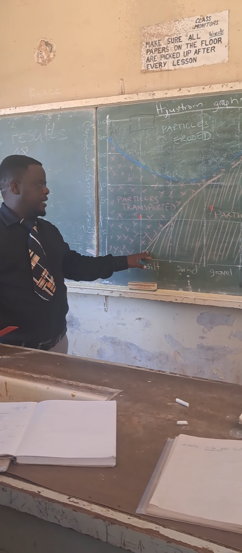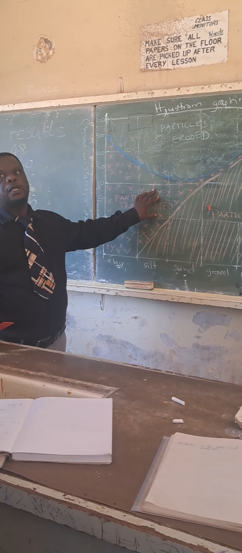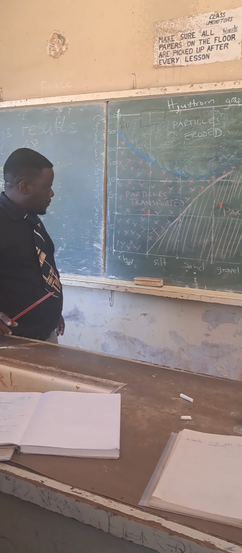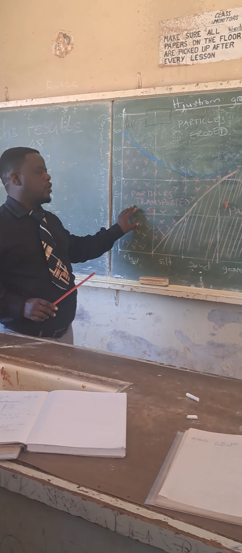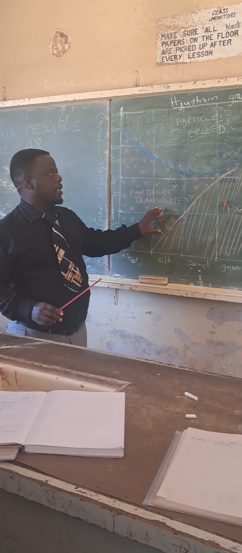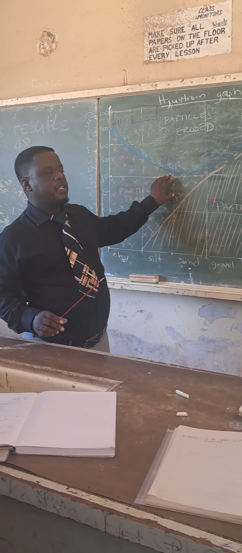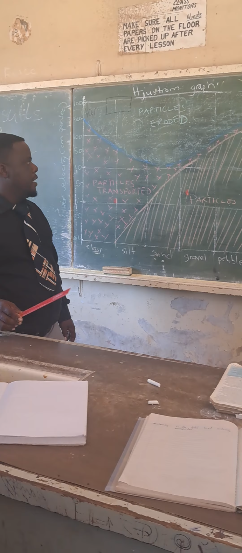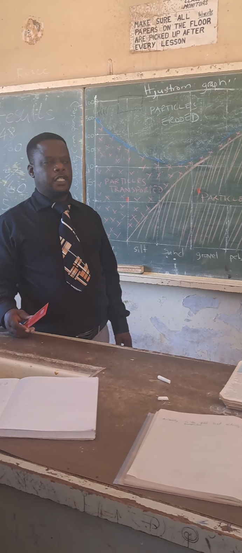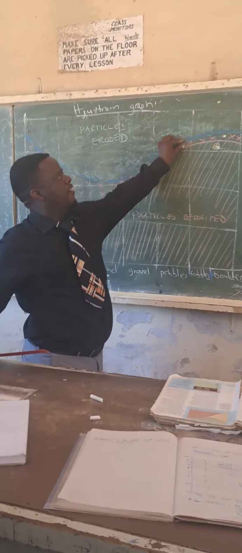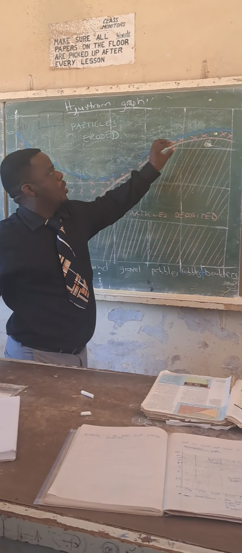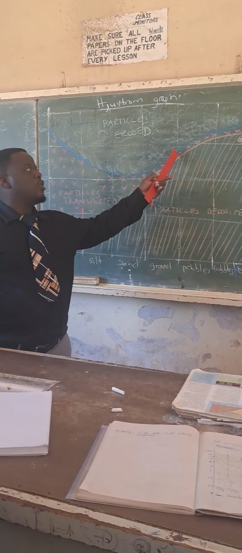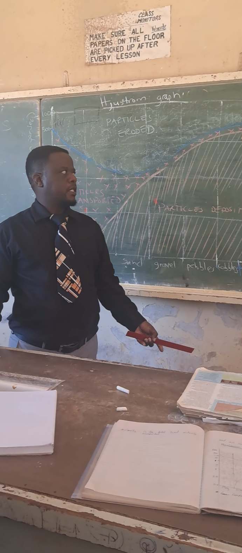Then the second highest rate is experienced by silt because these particles are the second smallest compared to clay. But from this graph, it's clearly shown that as particle size increases, the rate of transportation decreases. This is why here our graph is very narrow. It's very narrow just because as particle sizes increase, the rate of transportation also decreases.